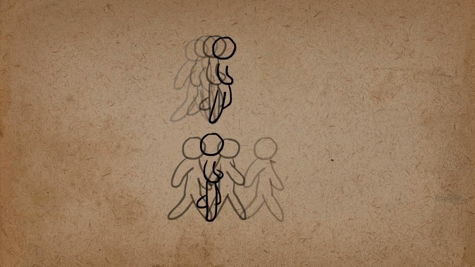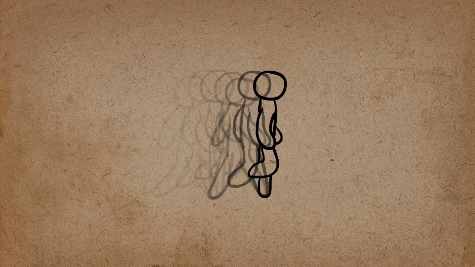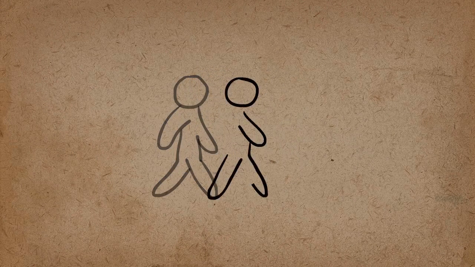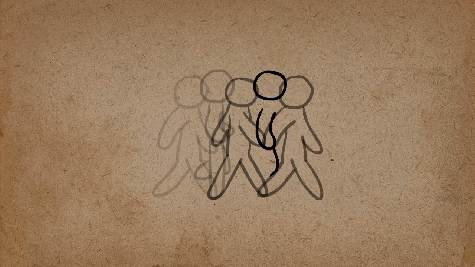The first method, straight ahead, is where you draw the first drawing, and then you draw the second drawing, and then the third drawing, and so on. It's basically animating as you go. The second method, pose to pose, is where you draw the beginning and end of each main pose and go back later to fill in the drawings in between.